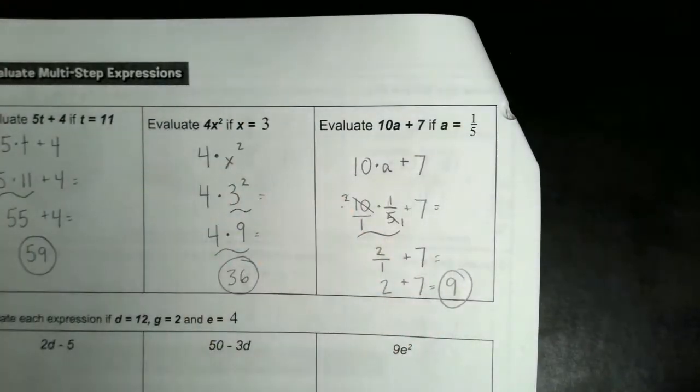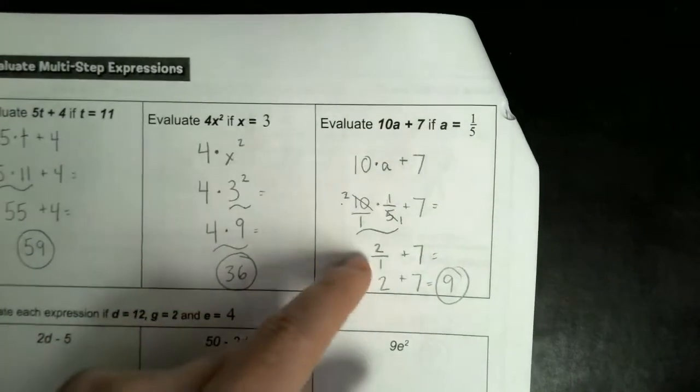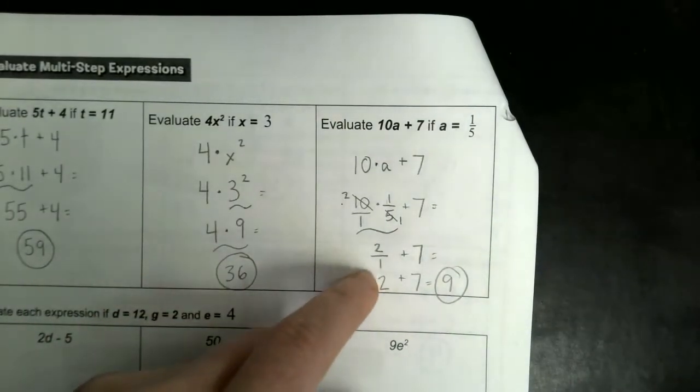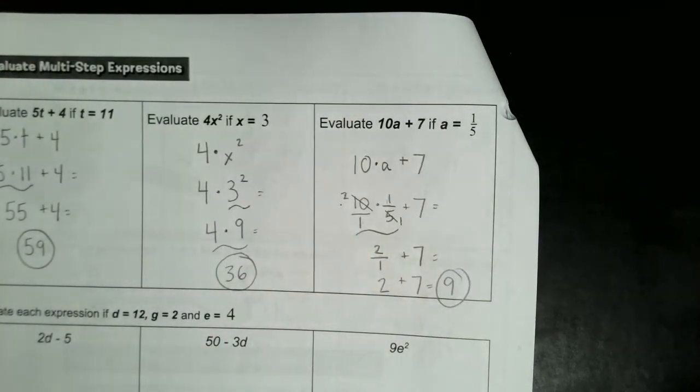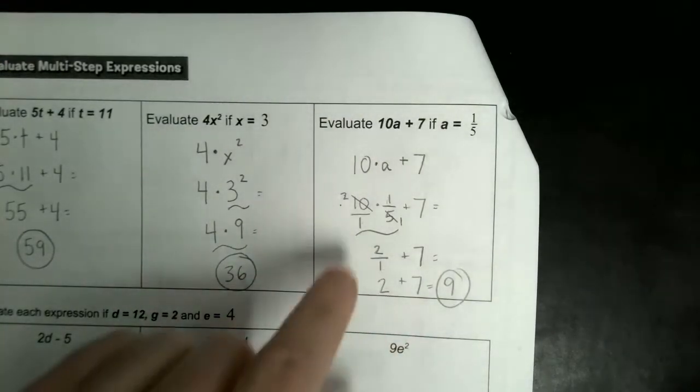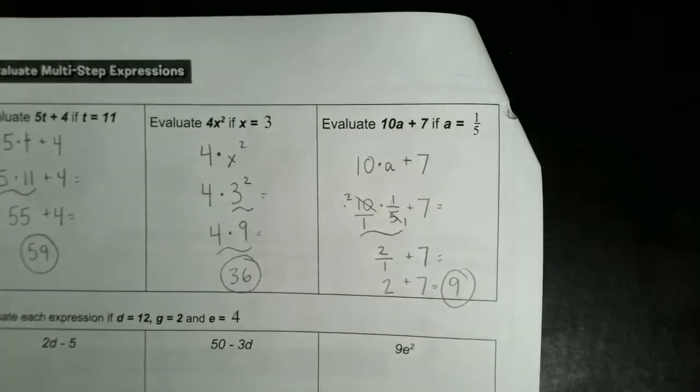So you can look for simplifying, and then we would change that into a whole number in this case, or even a mixed number if it was something like 5/2 or 5/3. But we got a whole number here, which is nice.